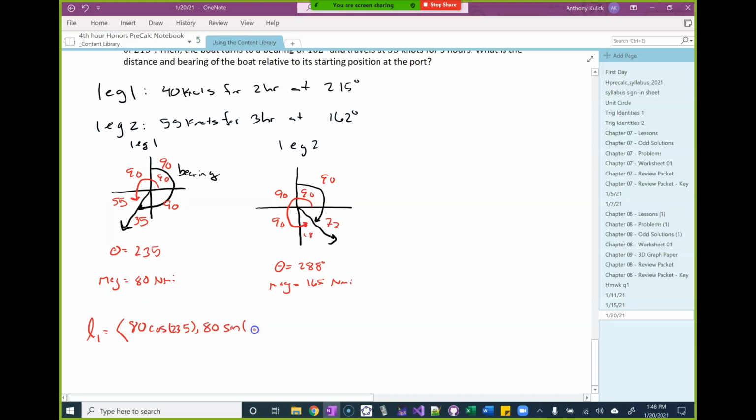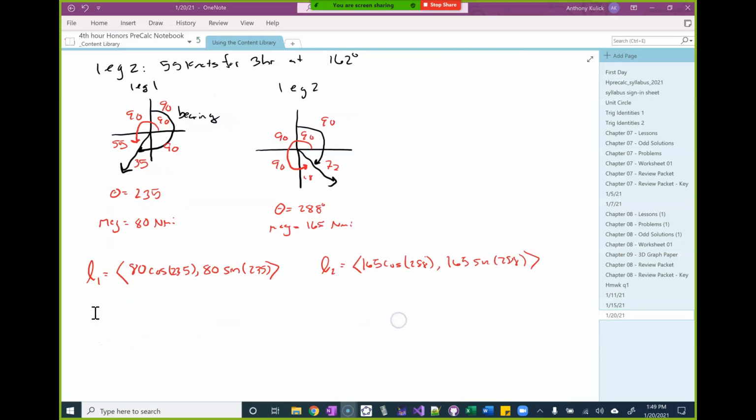And then the total leg is going to represent vector L1 plus vector L2. So when I type in 80 cosine 235 plus 165 cosine 288, I get about 5.10. And when I do 80 sine 235 plus 165 sine 288, I get about 222.46. Everybody's okay there? I just typed that into my calculator. I just didn't show me doing it.